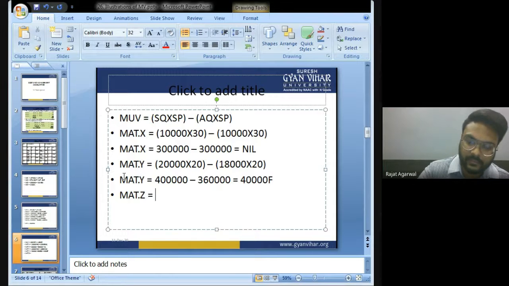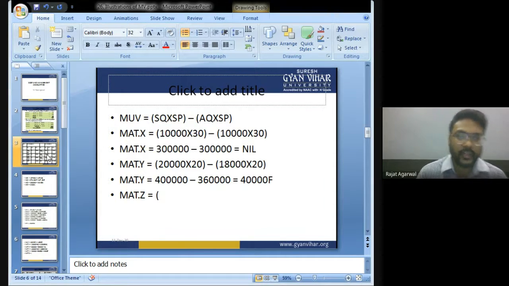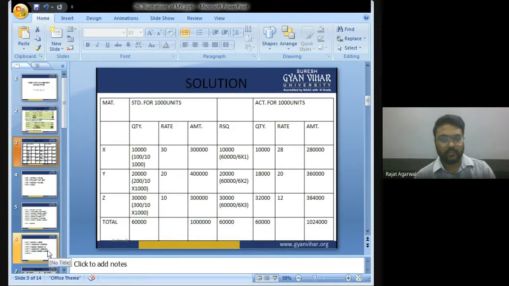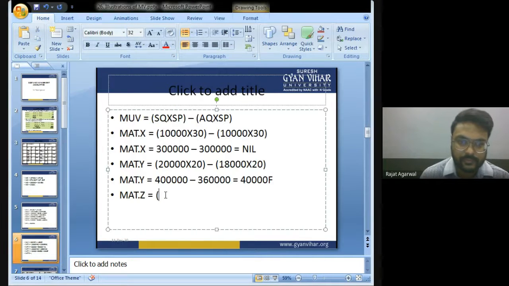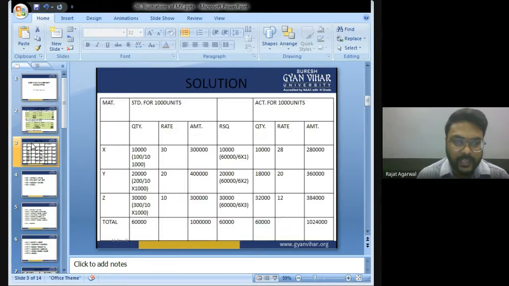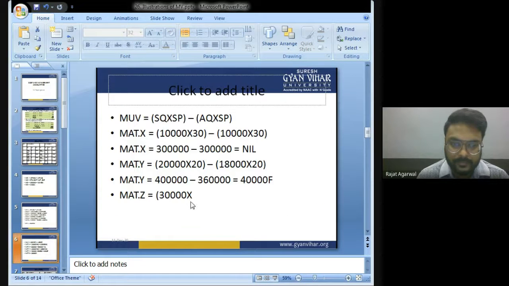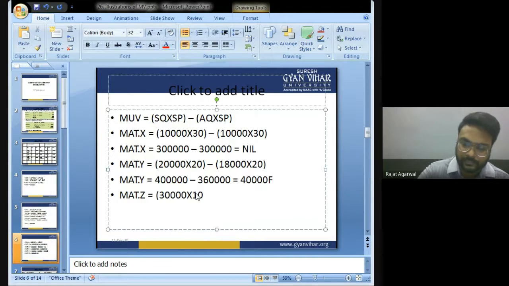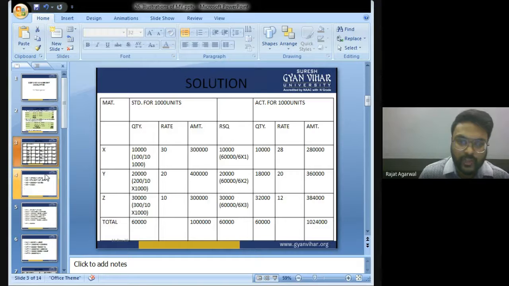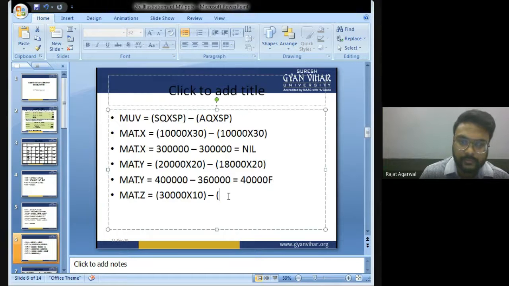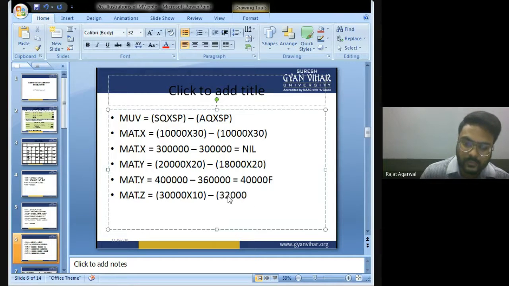Material Z. Standard quantity of Z is 30,000 into standard price of Z, 10. Actual quantity of Z is 32,000 into standard price of Z, 10.